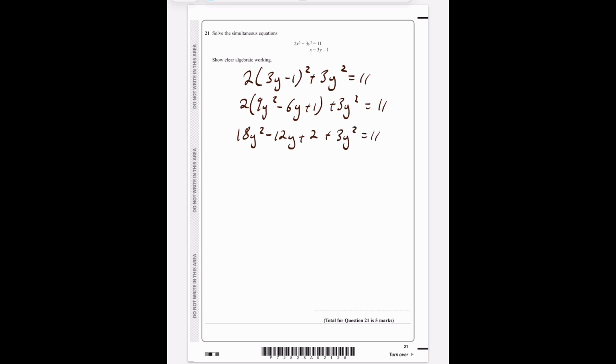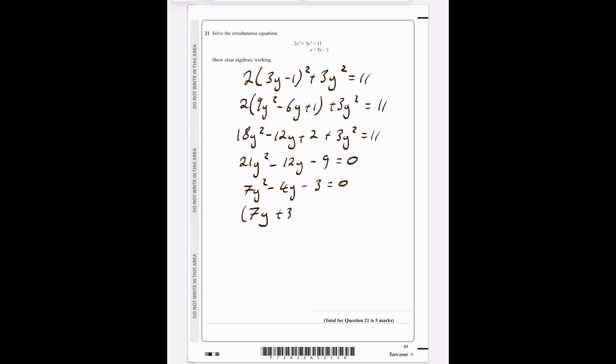Then we can collect like terms. Be aware we're now dealing with a 3-term quadratic. So 3-term quadratic, we're going to want to make that equal to 0. It's how we solve quadratics. I spotted here that everything's divisible by 3, so I simplify my quadratic and then factorize.